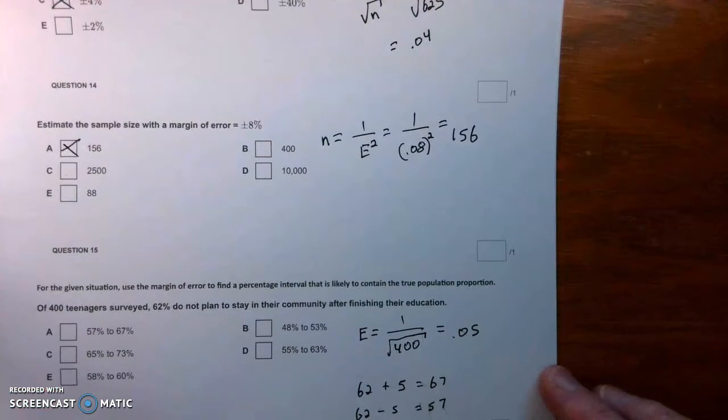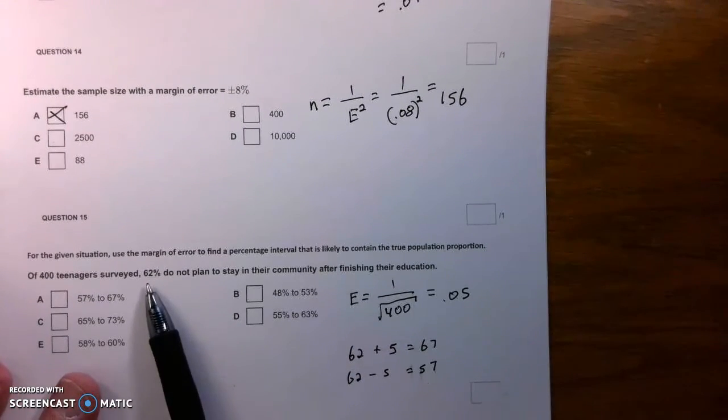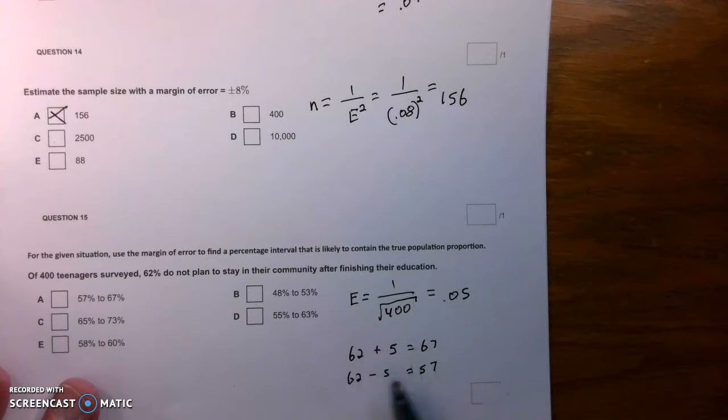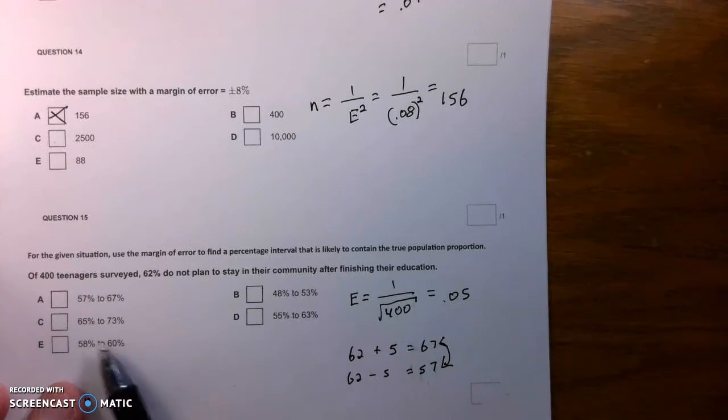Guys, you gotta hustle here because we're running out of time. This next one is about these teenagers, 400 teenagers. That's the sample size. To find the margin of error, again, it's 1 over the square root of the sample size. So it's 0.05. That's the margin of error. They're telling us 62% is the expected value. So just add 5%, subtract 5%. 62 plus 5 is 67. 62 minus 5 is 57. So it's between these two numbers right here.